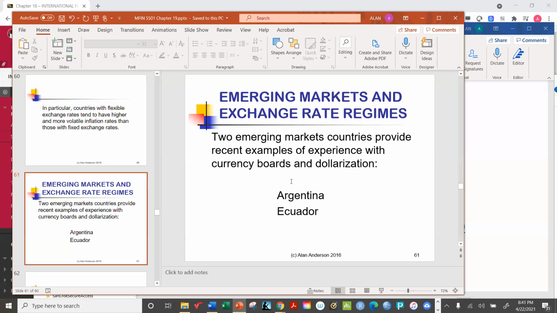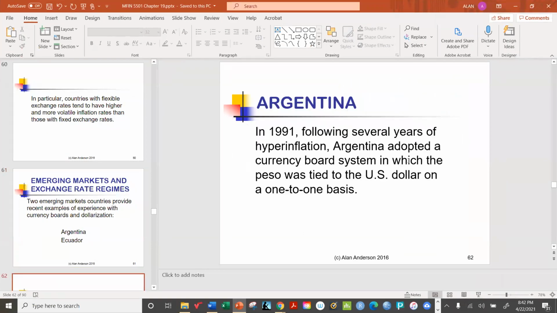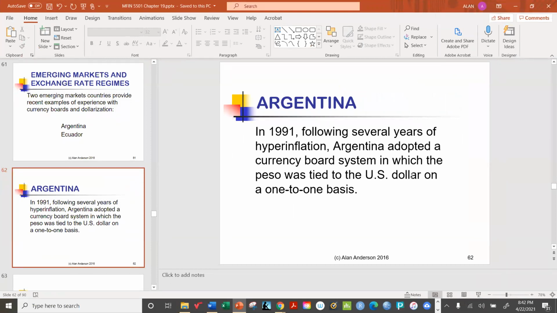All right. So let's see what's next. All right. So it's emerging markets and exchange rate regimes. We've already kind of discussed these issues, but we may as well go through it again. These are examples of two very different cases where Argentina chose to go with a dollar currency board, and Ecuador chose to go with dollarization. Okay, so we know that Ecuador's case turned out to be very successful. Unfortunately, Argentina's did not. So, of course, this was 1991.